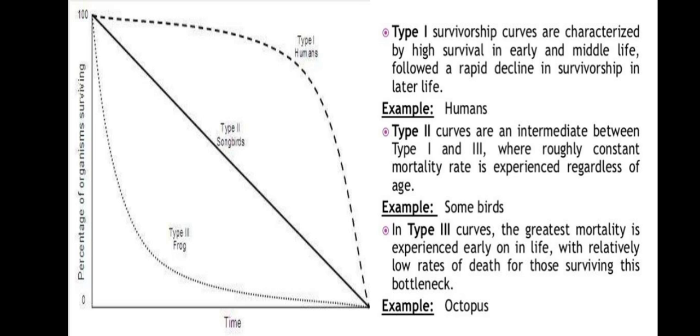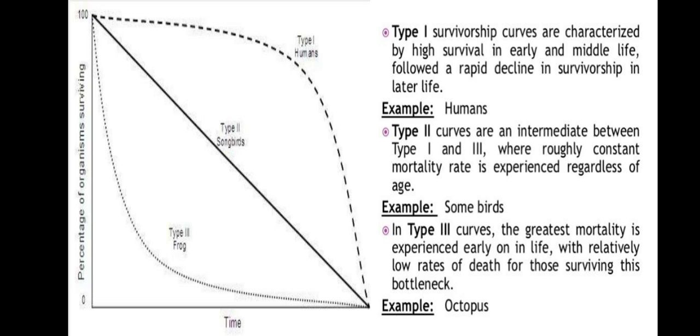Then type second is a curve intermediate between type first and type third, where a roughly constant mortality rate is experienced regardless of age. For example, some birds. And then type third is a curve where the greatest mortality is experienced early on in life, with relatively low rates of death for those surviving this bottleneck.